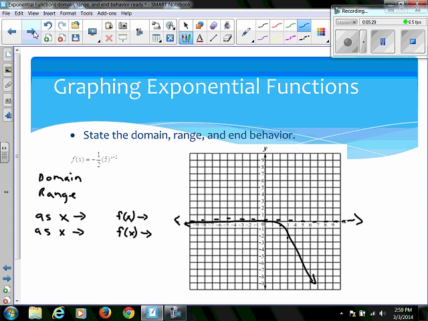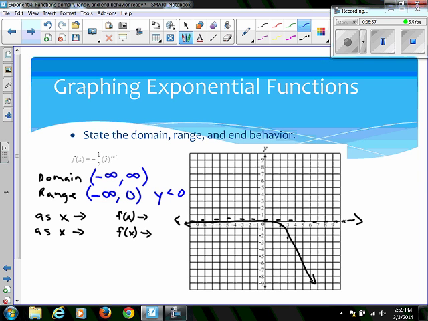This looks a little bit different. We're still going left forever and right forever, so our domain is still all real numbers. Range. This time we're going down to where? Negative infinity. And we're going up, our highest is 0. So we would say between negative infinity and 0. We also could say y is less than 0.